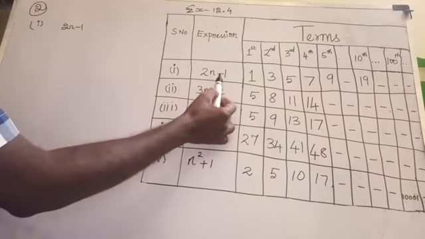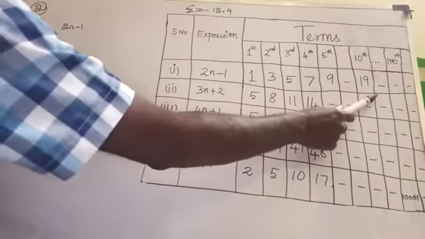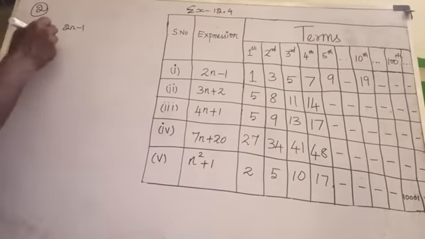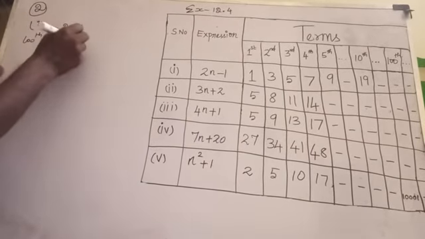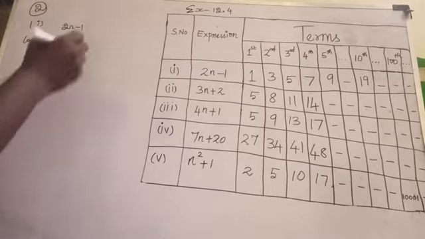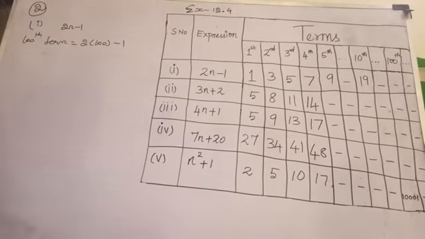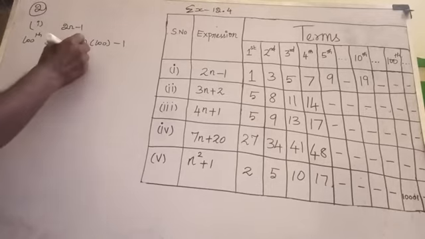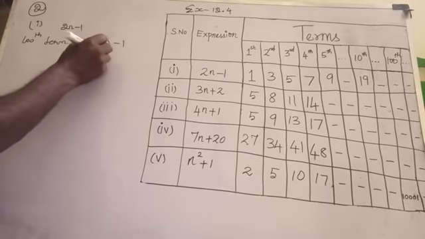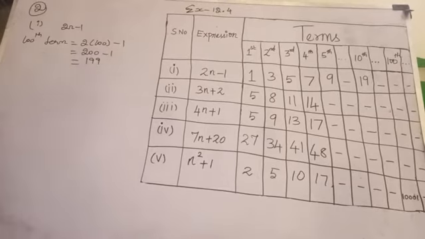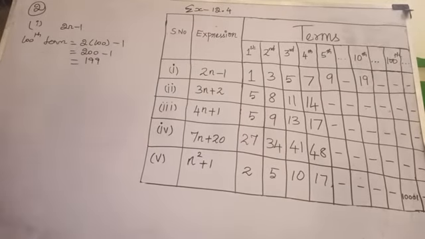In this 2n minus 1, they asked us to find the 100th term. So the 100th term will be, just replace n by 100 in the given expression, that is 2 times 100 minus 1. 2 into 100 is 200, minus 1, which is equal to 199. Am I right?